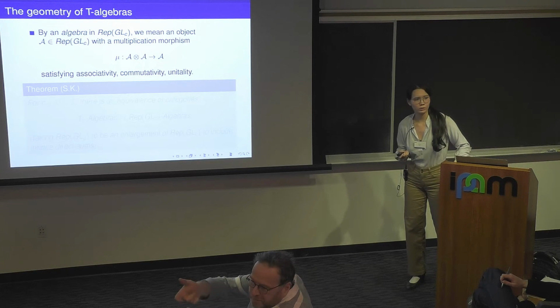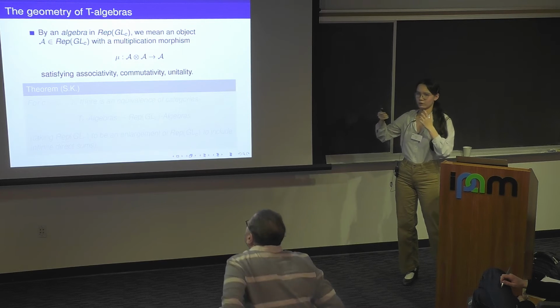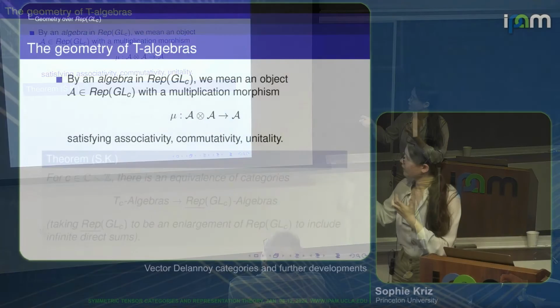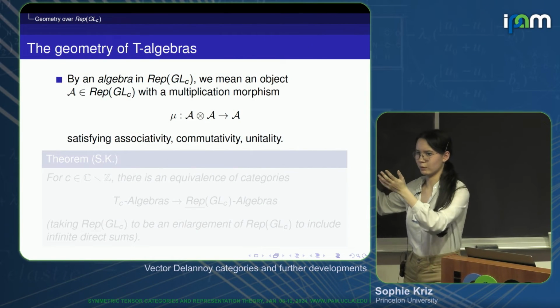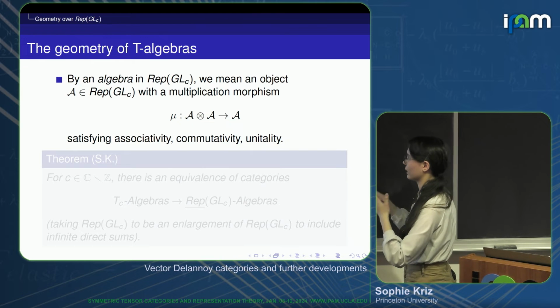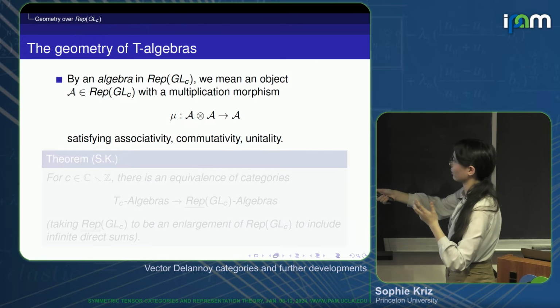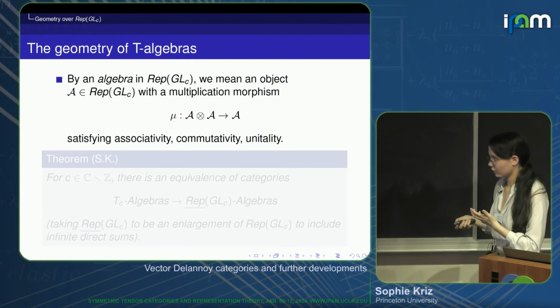Was there another question? Okay. So just to discuss how we should be interpreting these T-algebras in a more geometric way, recall what Nate was saying earlier about how we can consider an algebra in a semi-simple category. By an algebra in Rep of GL_C, we mean an object with a multiplication morphism satisfying associativity, commutativity, and unitality.